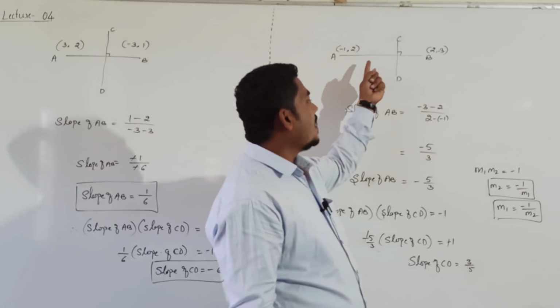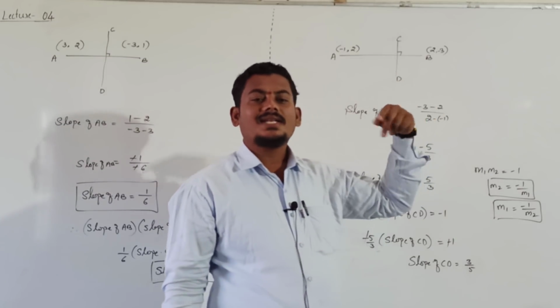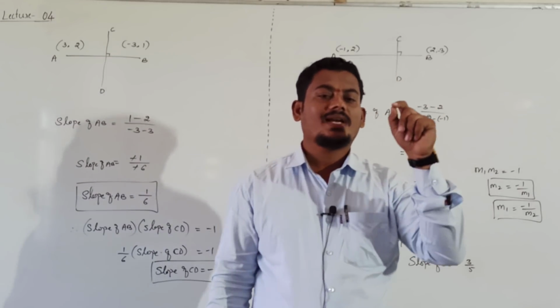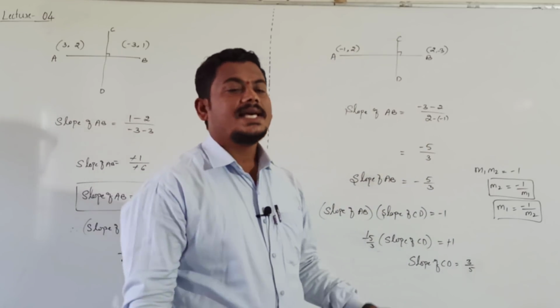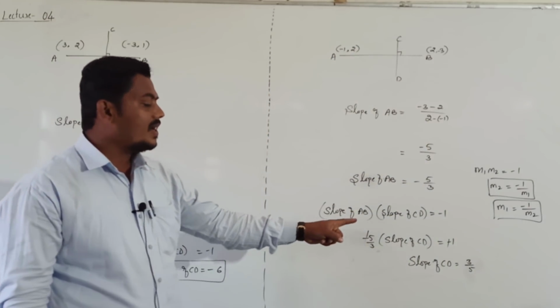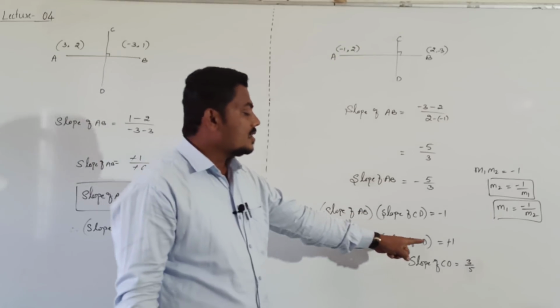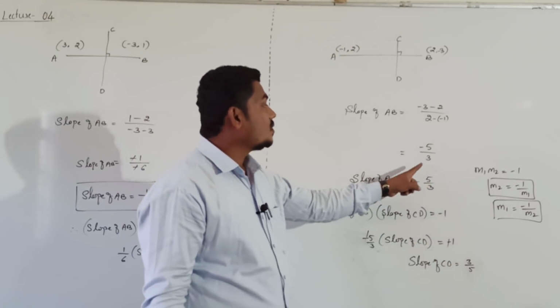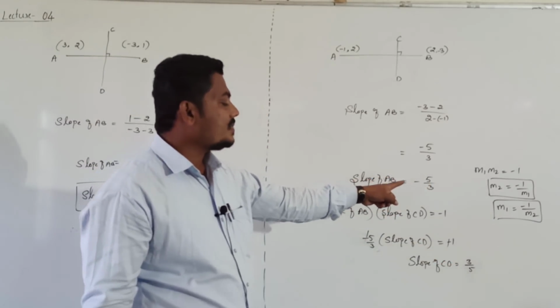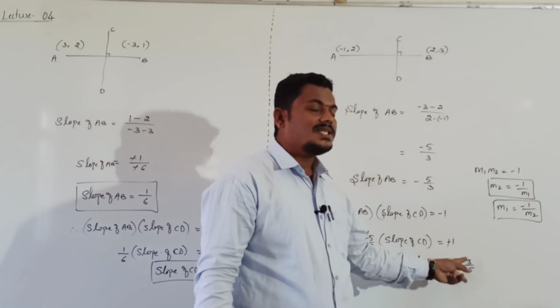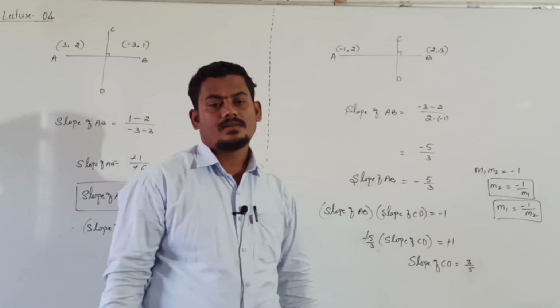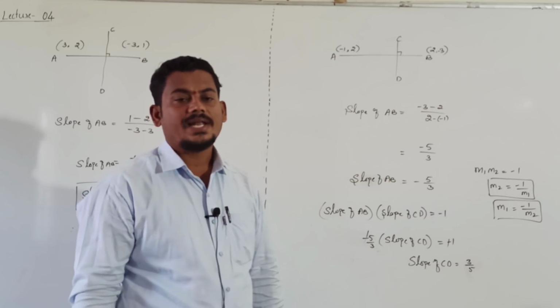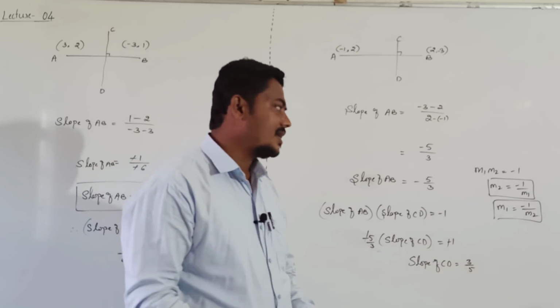When our required line is CD itself. CD is perpendicular to AB line, then slope of CD is... sorry, slope of CD is 3 by 5 and slope of AB is -5 by 3. If you multiply these two, clearly you get -1. Product of their slopes equal to -1 means clearly lines are perpendicular, right?